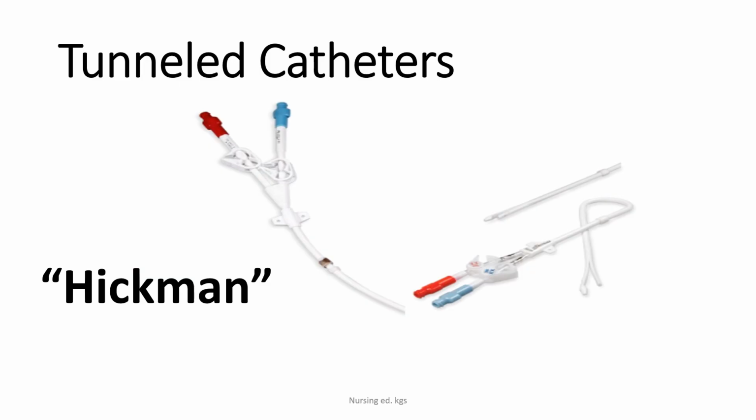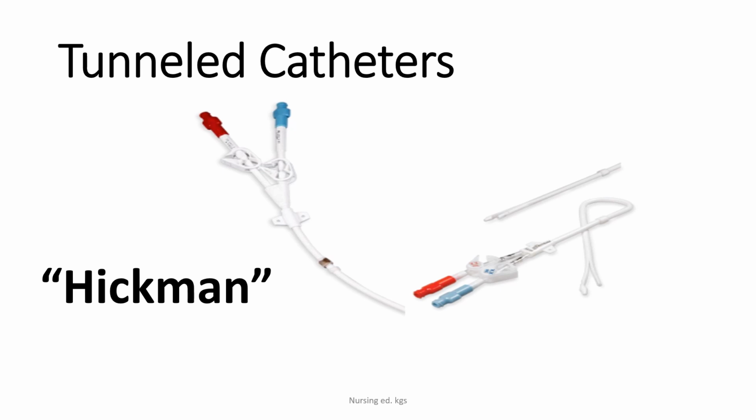Tunneled catheters. So this is a central venous catheter whose proximal end is tunneled subcutaneously from the insertion site, and then brought out through the skin at an exit site. This type of central venous catheter is introduced into a central vein using percutaneous venipuncture or a cut-down approach, which involves making a surgical incision into a superficial blood vessel to facilitate catheter insertion.